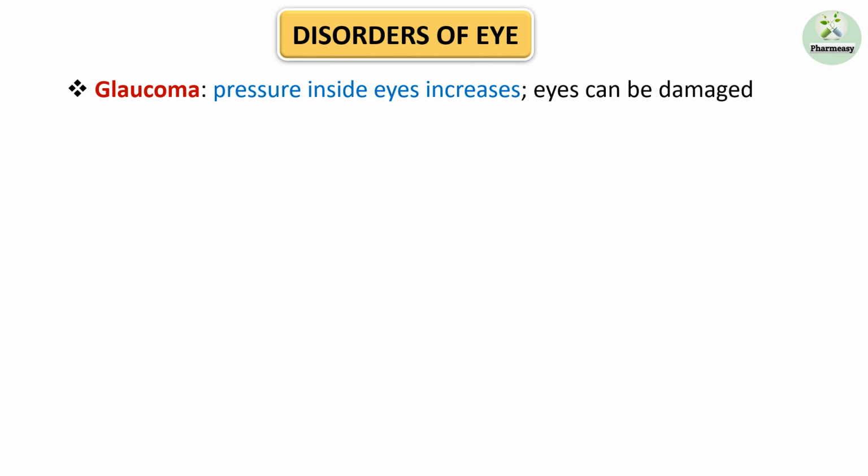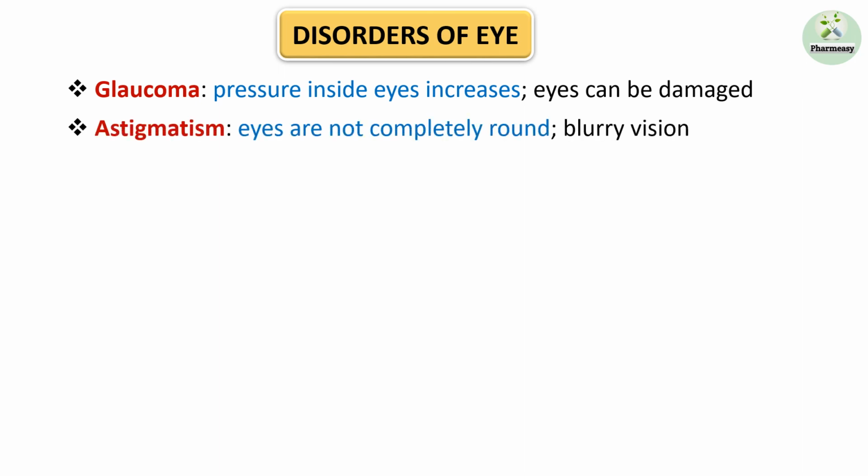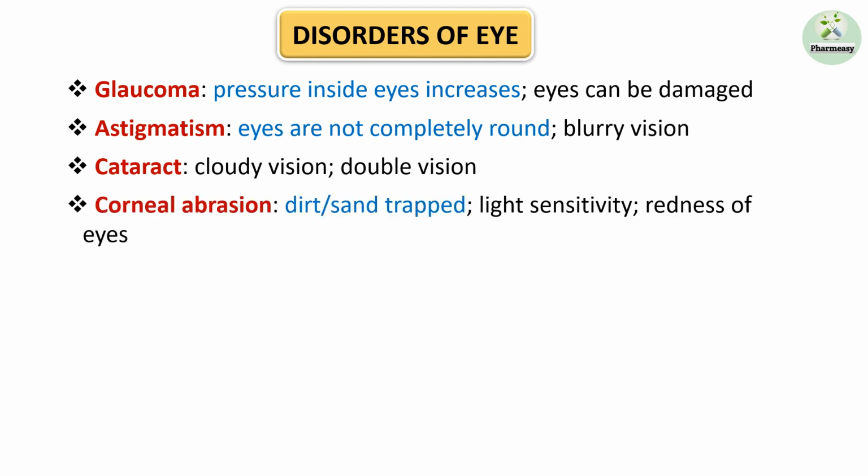Now, next topic is disorders of the eye. Glaucoma. It is a disorder of the eye in which pressure inside the eyes increases and eyes can be damaged. Astigmatism. In this, eyes are not completely round and it results in blurry vision. Cataract is characterized by cloudy vision and double vision. In corneal abrasion, dirt or sand is trapped in the eyes, and it is sensitive to light and causes redness of the eyes.